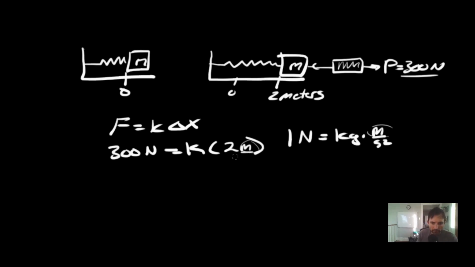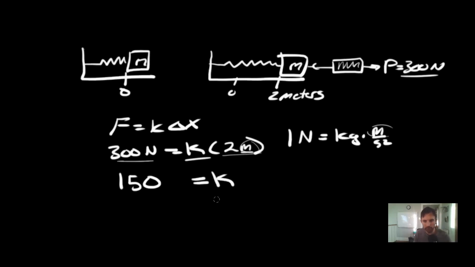So what is the spring constant? Well, it's pretty easily seen that we divide our force by our distance, 2 meters. So 300 divided by 2 is 150. 150 what though, right? I'm going to put a space here.